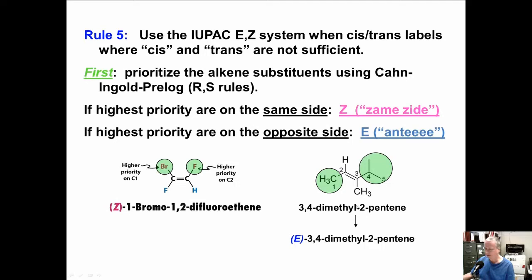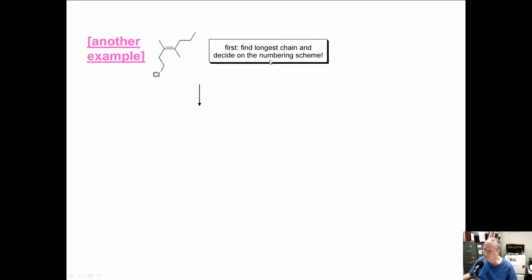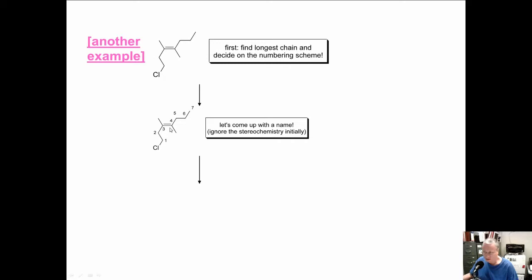Another example. Find the longest chain and decide on the numbering. Are we going to number left to right or right to left? Well, we see 1, 2, 3, 4, 5, 6, 7, and the alkene would be closer this way, right? Is it a 3-heptene or a 4-heptene? It would be 3-heptene. So there's the numbering system. It's going to be a 3-heptene.